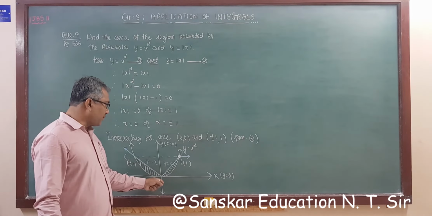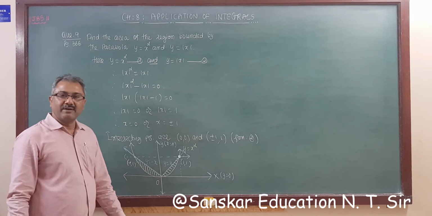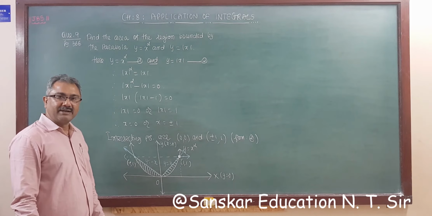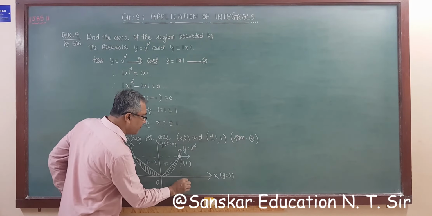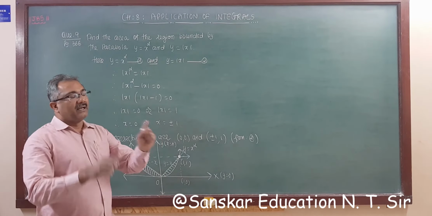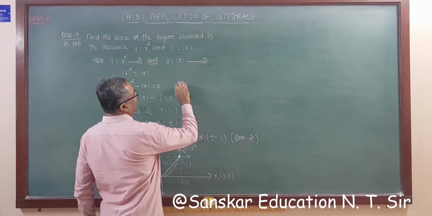So what we get if we draw a perpendicular from here, right? Then what we get here? This is the point 1, 0, right? Now as shown in the figure, if you get a chocolate, right?